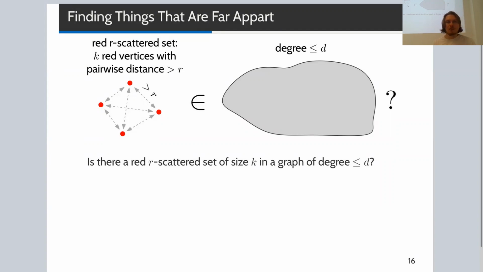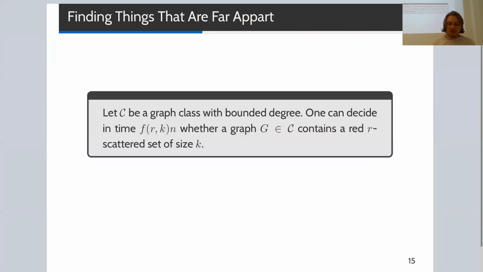And additionally, to make it a bit more interesting, we assume that some vertices of the graph are red, and that our R scattered set should contain only red vertices. And our graph has degree at most d, and the statement says that we can find an R scattered set of size k in time f of r comma k times n on bounded degree graph classes. So it will be more of an f of r, k, d times n if we assume d to be the bound on the degree for a graph class.